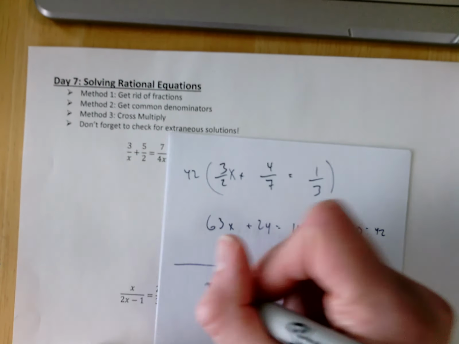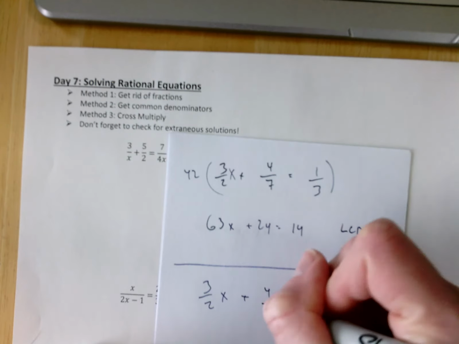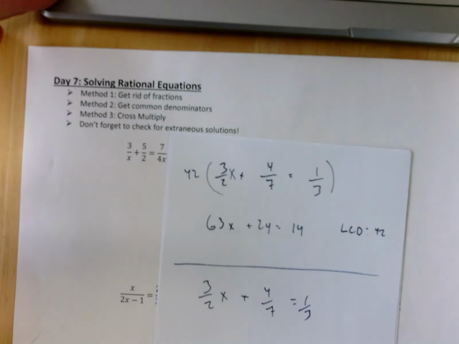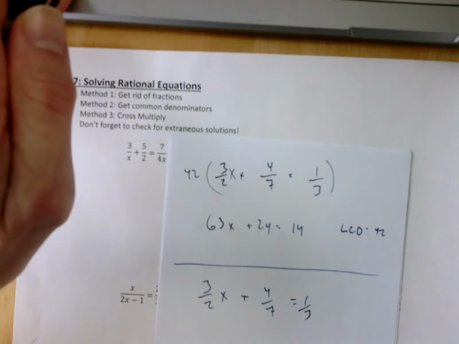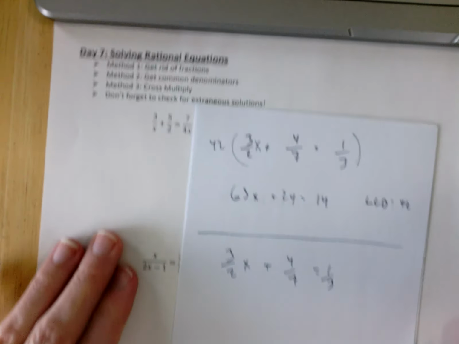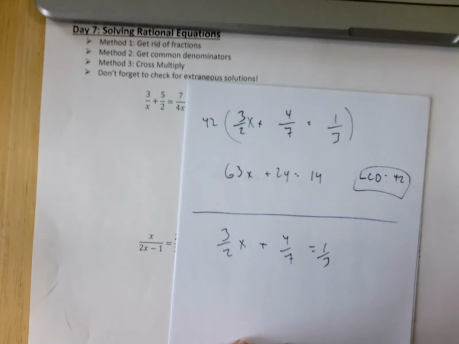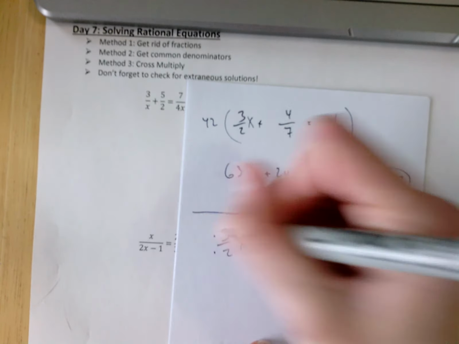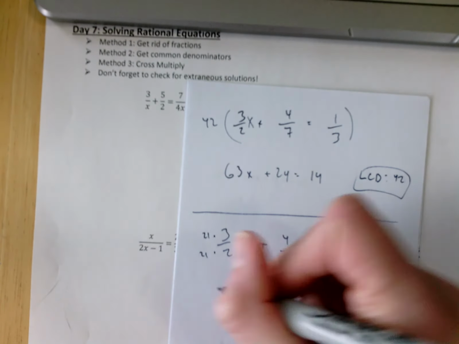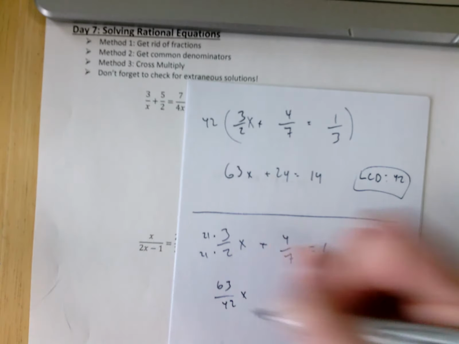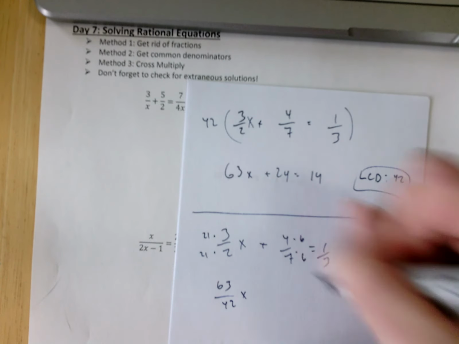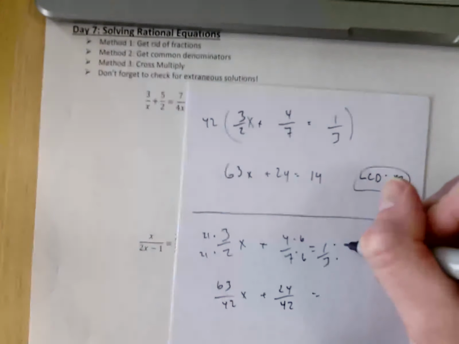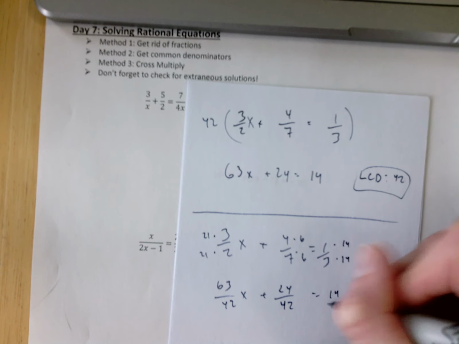Okay, method two, using again this sort of idea of a fraction. The idea is that you would just get an LCD, a least common denominator, between all three of these. So the same idea of this LCD of 42 up here, but what we would do instead is multiply these guys top and bottom by 21 so that I get 63x over 42. I'd multiply this guy top and bottom by 6, which would give me 24 over 42. And then I'd multiply this guy top and bottom by 14, which would get me 14 over 42.